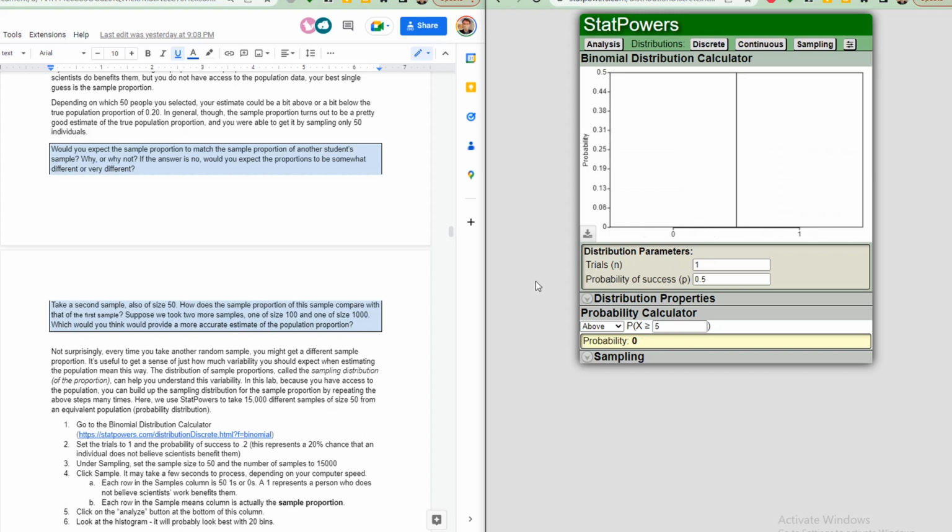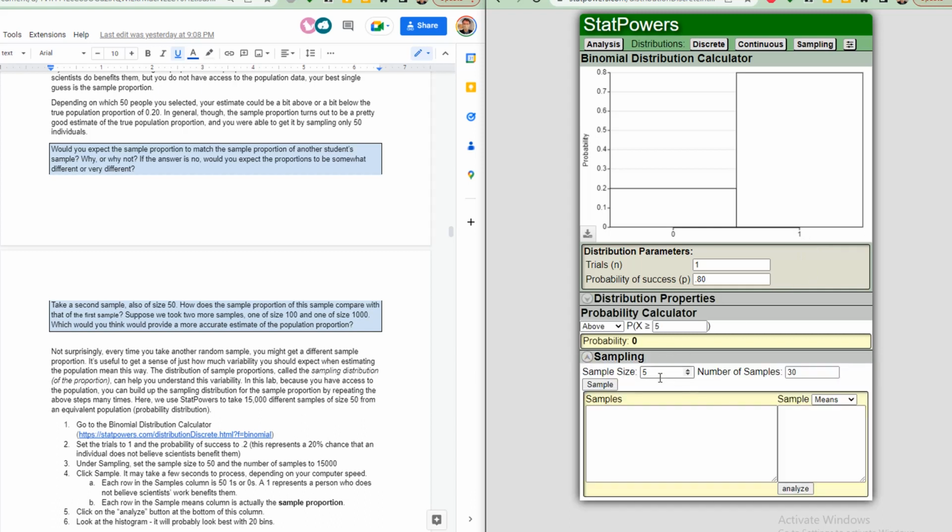So we're going to simulate just asking a single person with a probability 0.80 of saying yes. So this is what the distribution looks like. A 0 represents the person does not believe science benefits, and 1 represents they do believe it. So we're going to do a big sample, sample of size 50, and as the lab says, I'm going to do 15,000 samples. So we're going to simulate this many, many times. I'm going to click sample.